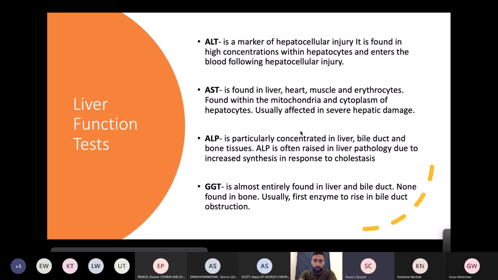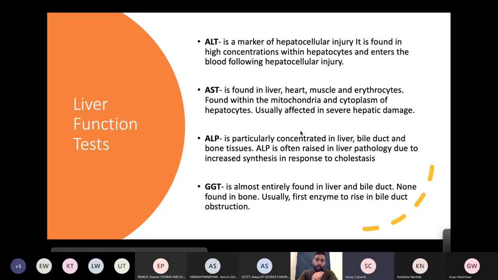So ALT, I think it's called alanine transaminase, but I think of this as a liver test. The reason is this is the most specific marker for liver damage. The comparison you can draw is that what troponin is to cardiac tissue, ALT is to liver tissue. It's found in really high concentrations, and when there's any kind of damage to hepatocytes, this gets released into the bloodstream.